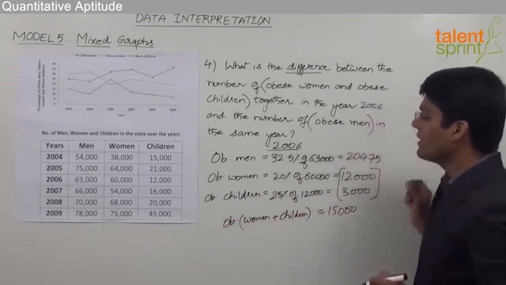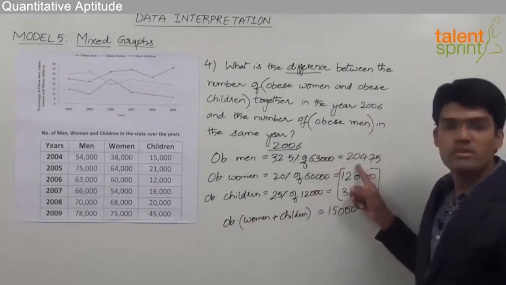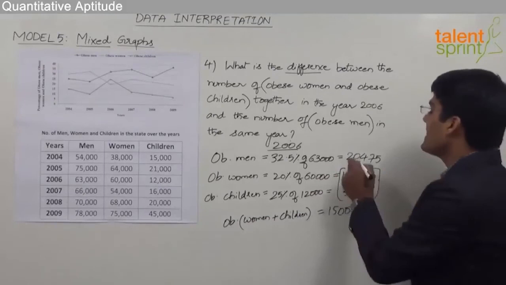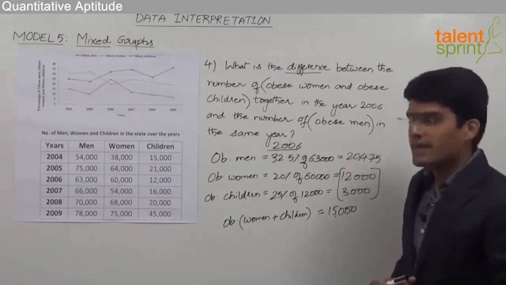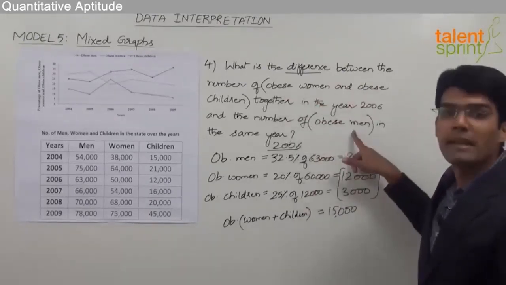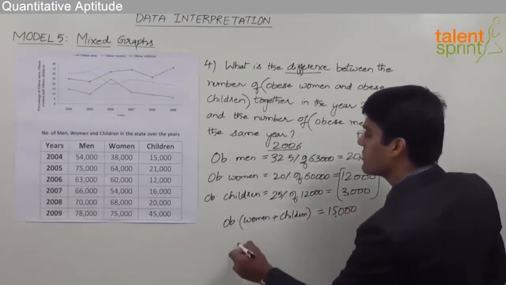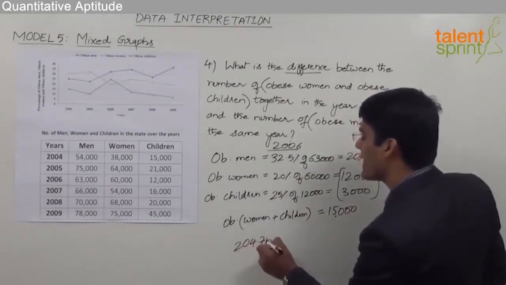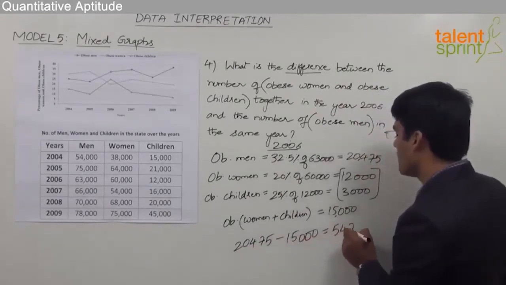Now we are supposed to find out the difference of this value with the obese men. Obese men we know is 20,475. So 20,475 minus 15,000 will give us the required answer. As the question says, difference between women and children together and men. So the difference of women and children with men has to be calculated. That comes out to be 20,475 minus 15,000, which is equal to 5,475.